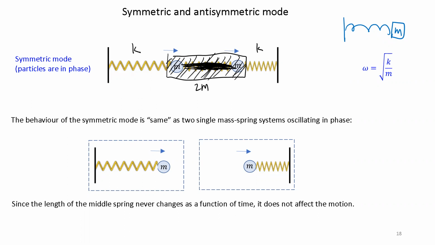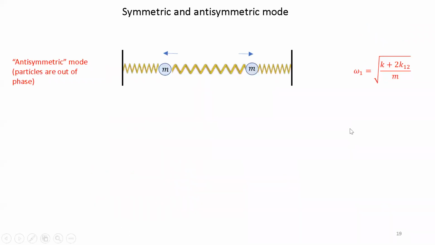In that case, the oscillation frequency is just the total mass of the system divided by 2K, I'm sorry, the other way around. So 2K divided by the total mass of the system, 2m. That is again K divided by m. So this is why this symmetric mode just acts like this one mass, one spring system over here.